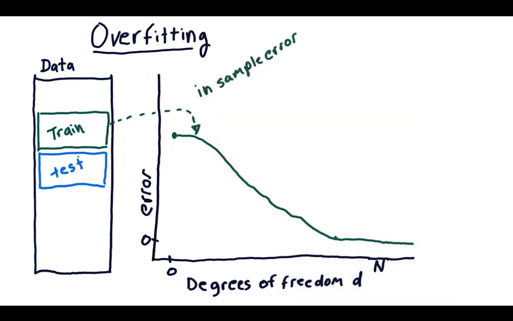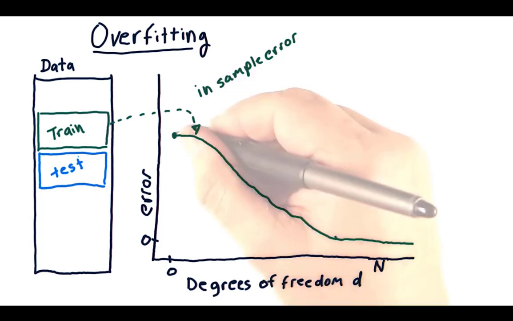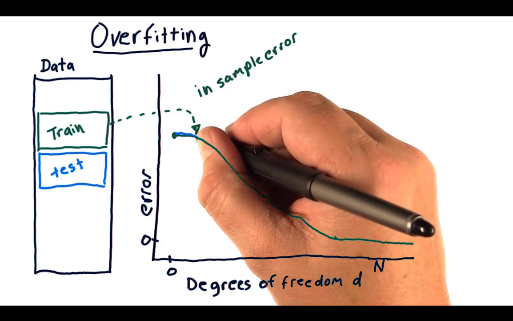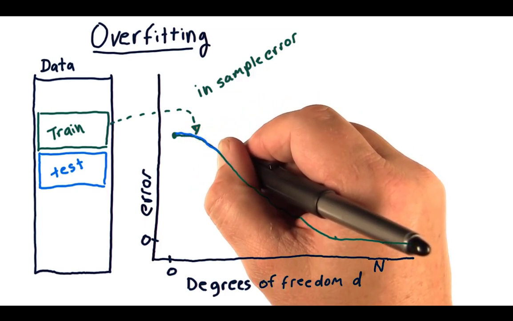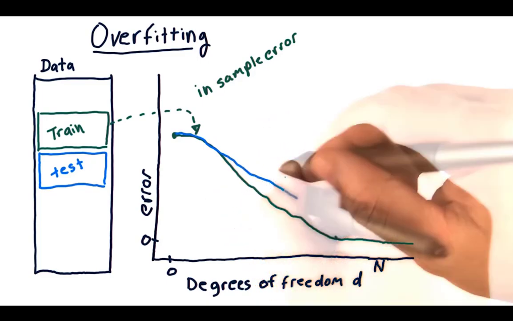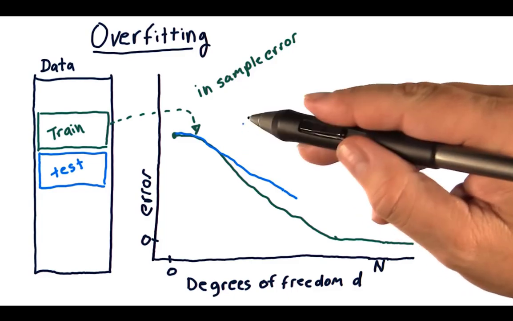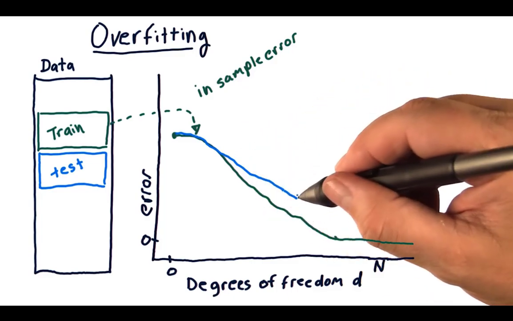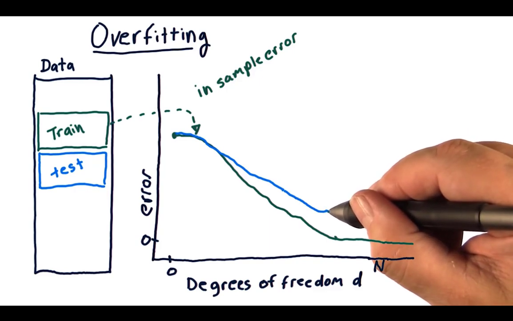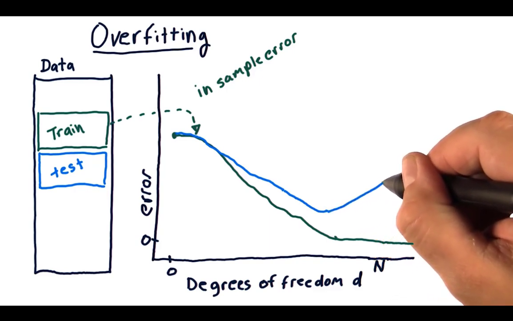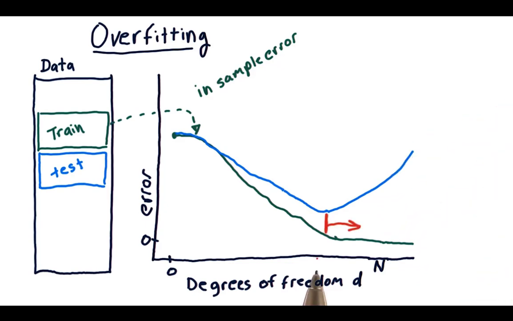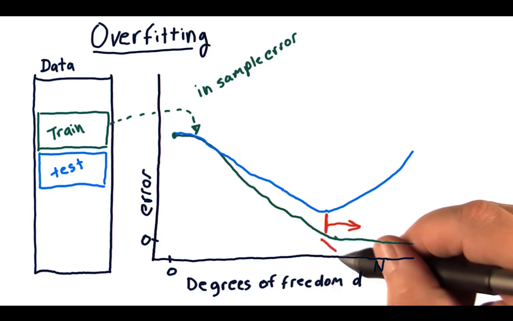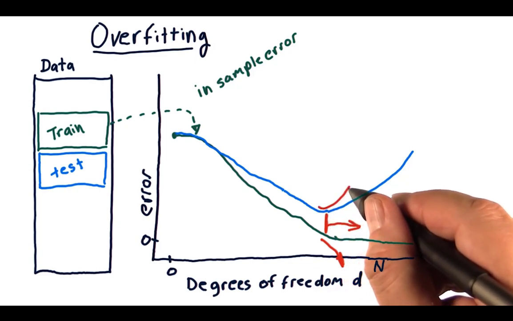Now, let's add a similar line for out-of-sample error. Remember that we expect our out-of-sample error to always be greater than or equal to in-sample error. The curve will look something like this. It'll start out at maximum error about the same as our in-sample line, and as we go down, it'll begin to diverge like this. In this region, both our in-sample and out-of-sample errors are still decreasing. But eventually, we'll reach a point where our out-of-sample error begins to increase. In fact, it may increase strongly. In this area, as we increase degrees of freedom, our in-sample error is decreasing, but our out-of-sample error is increasing.